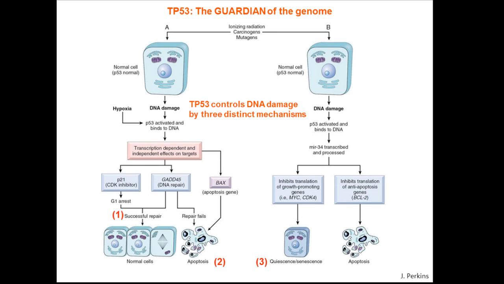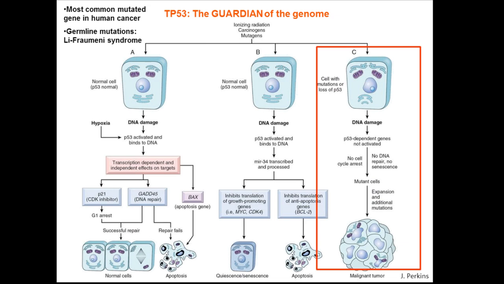So you can imagine, loss of P53 is going to be drastic. So what happens with loss of P53? DNA damage occurs, it remains unrepaired, there's no cell cycle arrest, there's no repair of DNA. Mutant cells with damaged DNA can acquire additional mutations and evolve into a clonal but heterogeneous tumor.